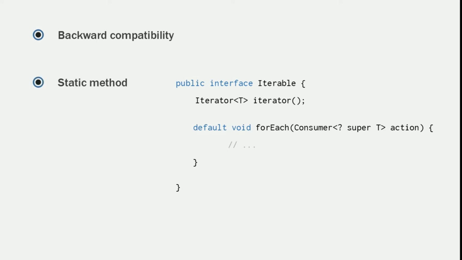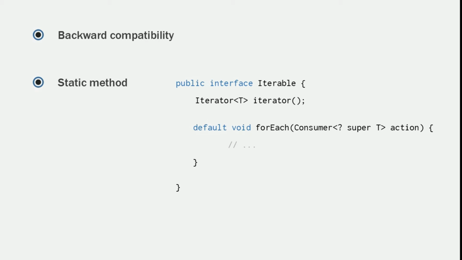Second point, the static method. A static method is very similar to a default method. This type of method is used to define some utility methods. The difference is only that we cannot override the static method.